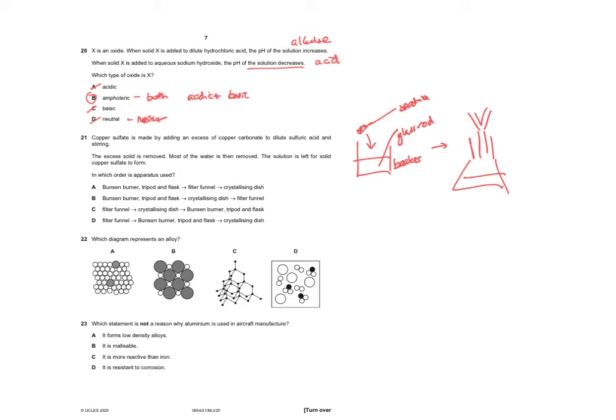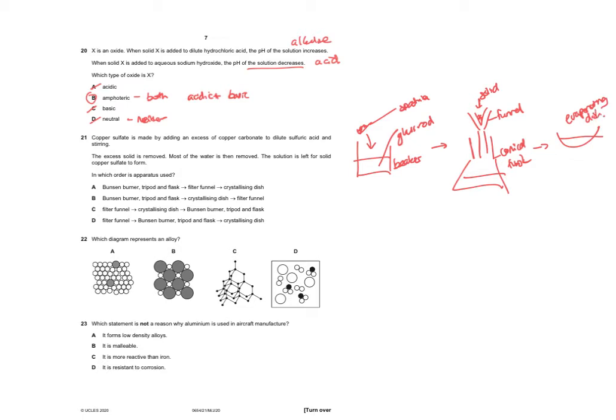So we're going to filter it, so we're going to have the solid left in here. So there's our funnel, and there's our conical flask. And then most of the water is removed. So we're then going to evaporate it using an evaporating dish or basin.